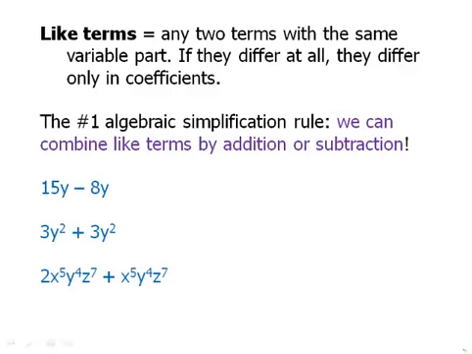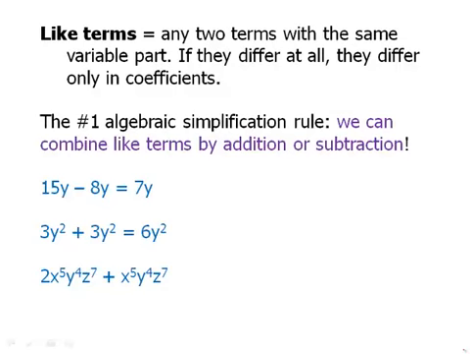So for example, 15y minus 8y, both of those are like terms. The variable part is just y, so we can subtract. 15 minus 8 is 7, so that's 7y. 3y squared plus 3y squared, those are like terms. In fact, they're identical. So when we add, we just get 3 plus 3, which is 6y squared.